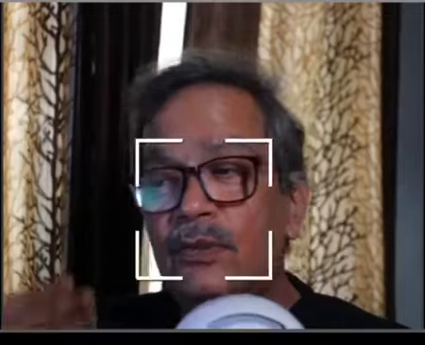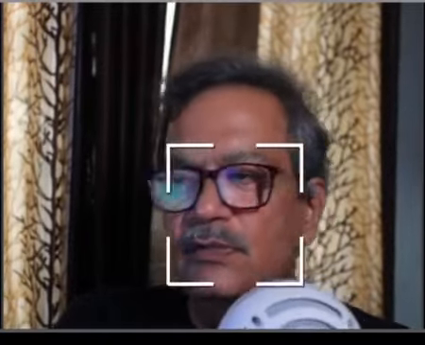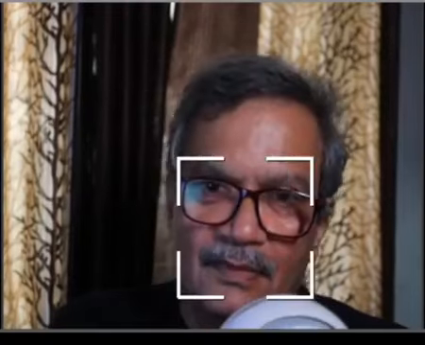Even right now I am using a Godox light, and it would be strange to know, but it's an LED light which I am using to light myself up for the video.